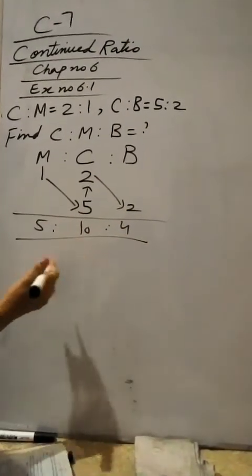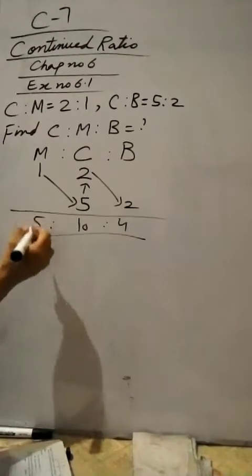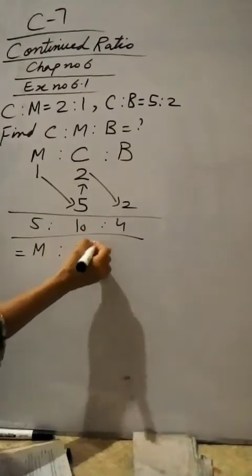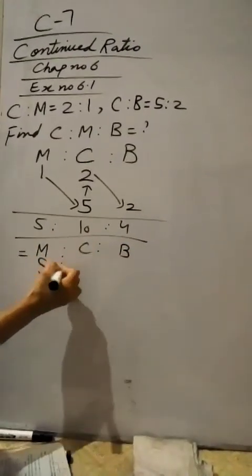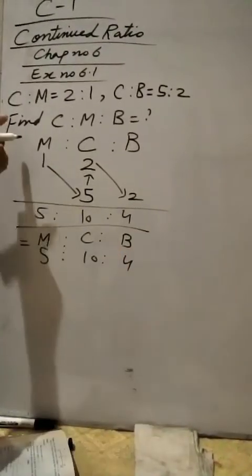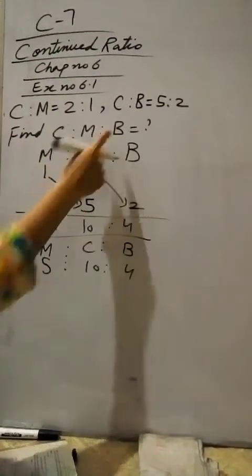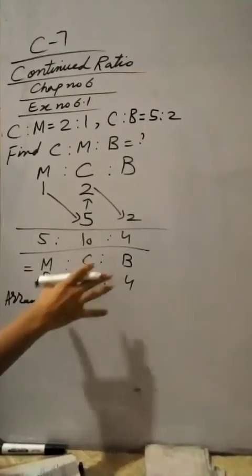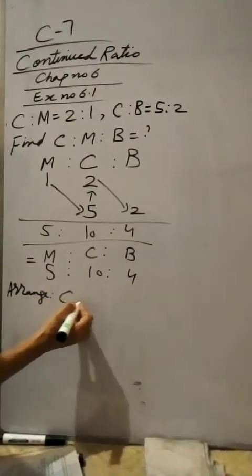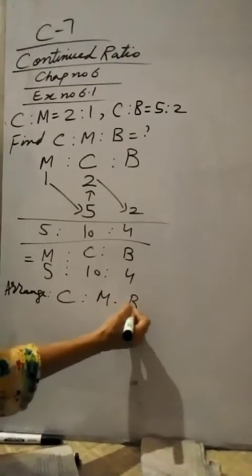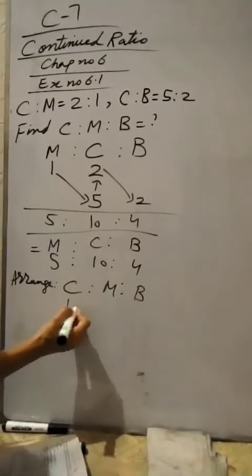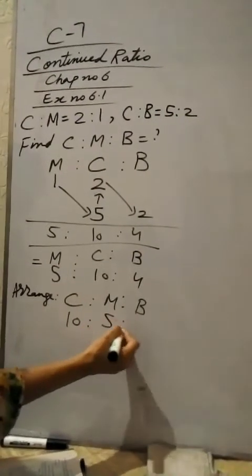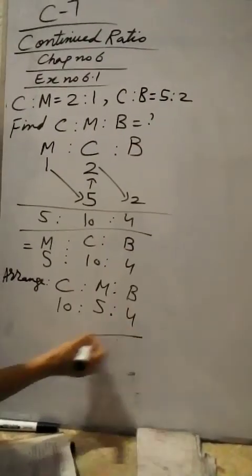No. So it means the answer is mutton, chicken and beef: 5, 10, 4. But the question is to arrange in chicken, mutton, beef. So in the end you have to arrange. If your answer is not arranged, you need to arrange chicken, mutton and beef. So what is the value of chicken? 10, mutton is 5, and beef is 4. Draw the ending.